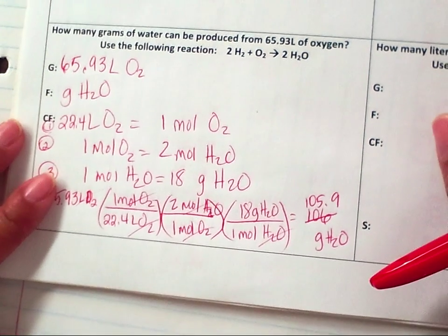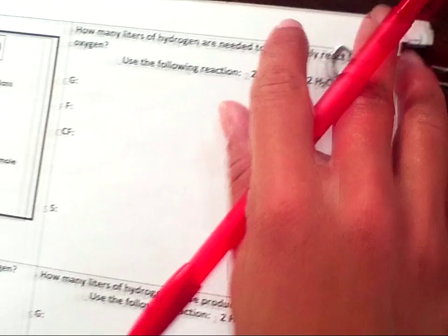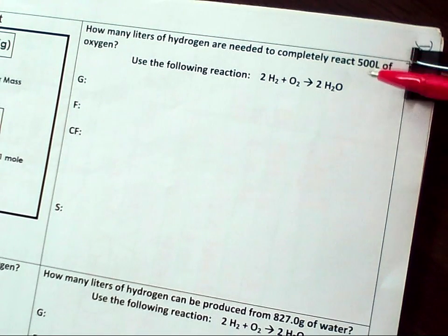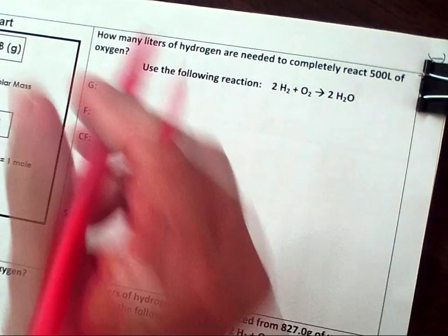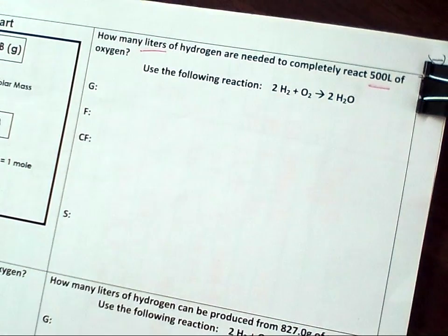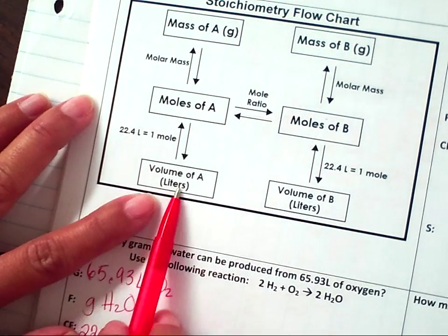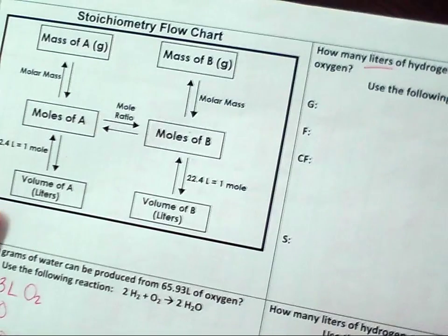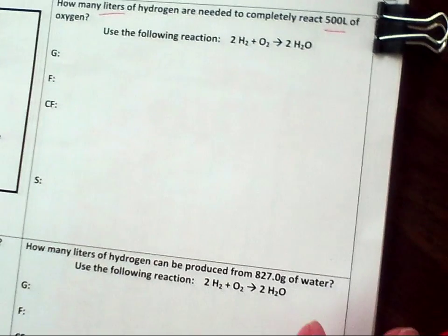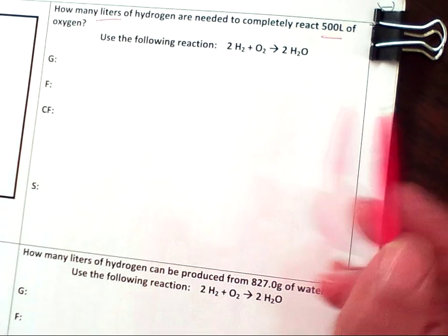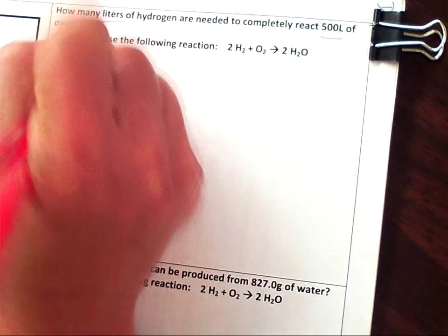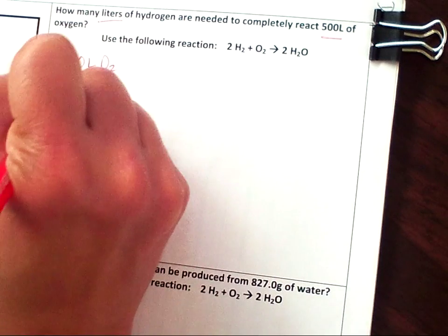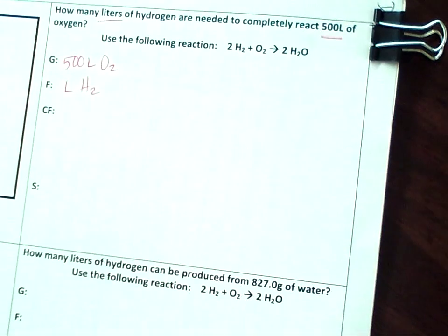Okay, let's do the next one. How many liters of hydrogen are needed to completely react with 500 liters of oxygen? So we're going from liters to liters. That means liters to moles, moles to moles, moles to liters. Okay, these are my favorite because they're the easier ones. So the given is 500 liters of oxygen. The find is we're trying to find liters of hydrogen.